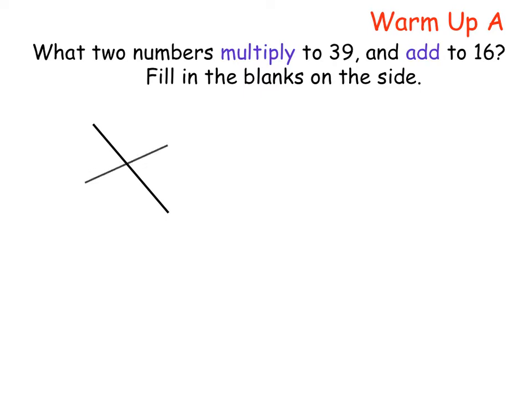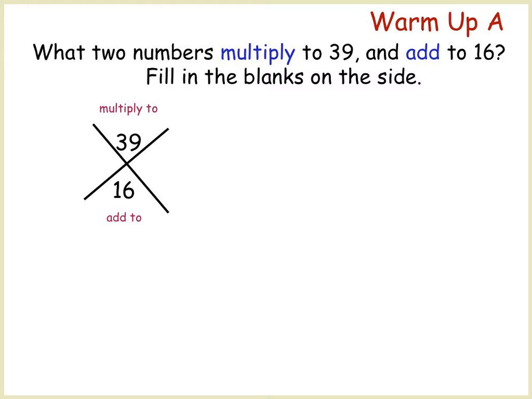I want to know what two numbers multiply to 39 and add to 16. Okay, what multiplies to 39 and adds to 16? So in trying to do this, the first thing I might do is start listing my factors. The factors of 39, I've got 1 and 39. Does that add to 16? No. 2 doesn't go into 39. 3 and 13. Does that add to 16? As a matter of fact, it does. 3 and 13.